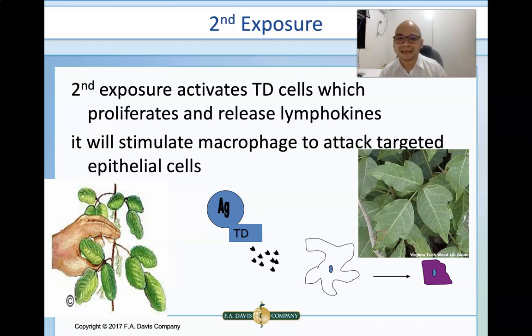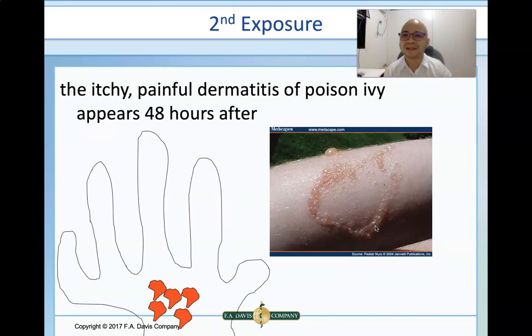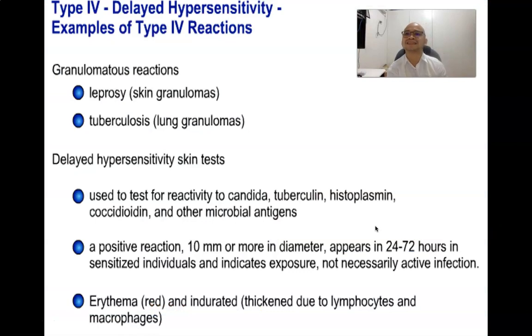TD cells, and since it has already been activated, it will eventually proliferate and produce lymphokines or cytokines, which will stimulate macrophages to attack the target cells. In this case, the target cells are the epithelial cells. So there would be itchy, painful dermatitis of poison ivy after 48 hours. Because macrophages will now attack the epithelial cells of your skin, and that is considered as the target cells.